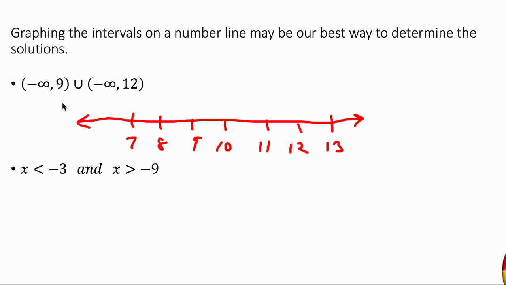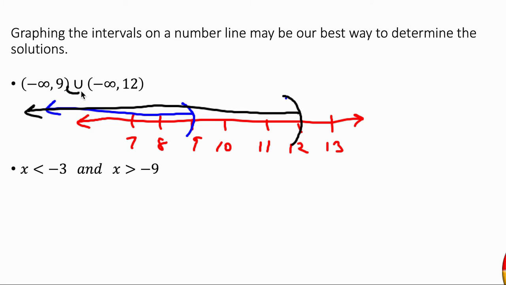Okay, and do one at a time. This is negative infinity to negative 9. So the negative 9, let me change colors, it's got a parenthesis like this. Negative infinity to negative 9. And then we've got negative infinity to 12. 12 also has a parenthesis like this.